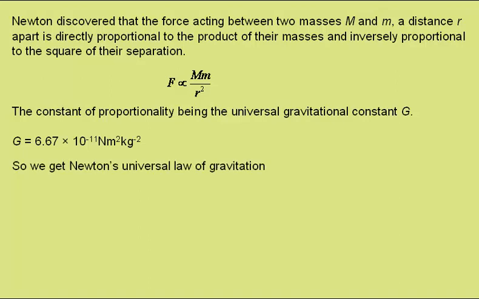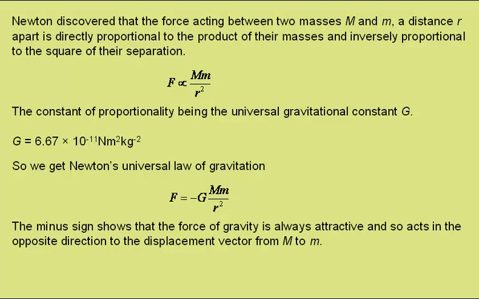So we get Newton's universal law of gravitation, F is equal to minus G, big M little m, over r squared. The minus sign shows us that the force of gravity is always attractive, and so acts in the opposite direction to the displacement vector, from big M to little m, for instance. Newton's universal law of gravitation is covered in more detail on the video called Newton's Law of Gravitation.